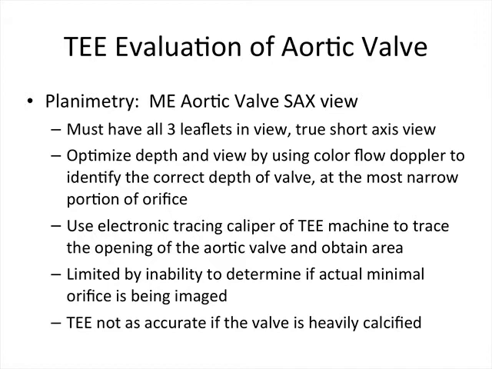The depth and view can be optimized by using color flow Doppler to identify the correct depth of the valve leaflets, the leaflet edges, and the most narrow portion of the valve orifice. It is also important to minimize the gain settings, otherwise valve area may be underestimated due to the brightness seen due to the thickened calcified valve leaflets. Once the best view is obtained, the image is frozen in systole, and the electronic tracing caliper of the TEE machine is used to trace the opening and obtain an area.